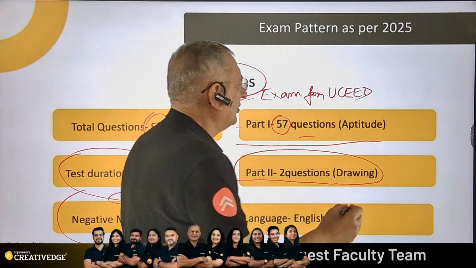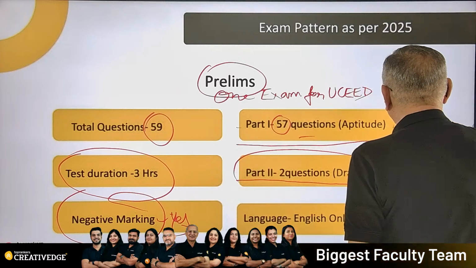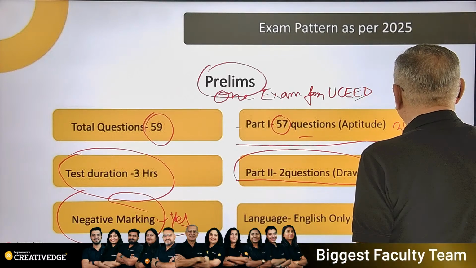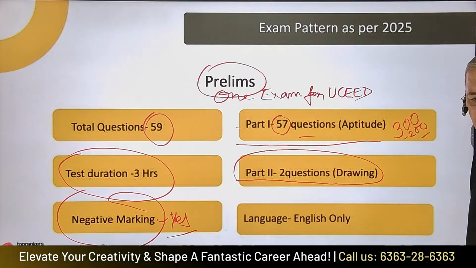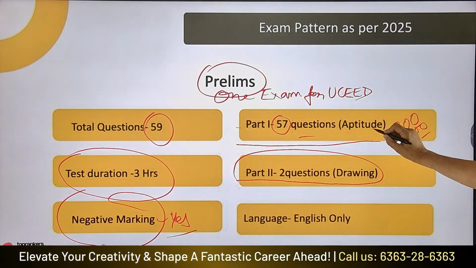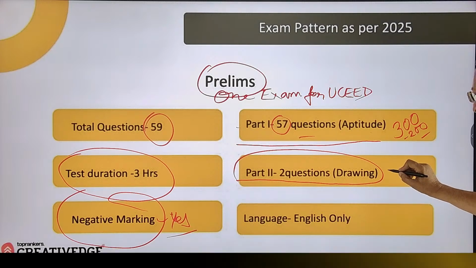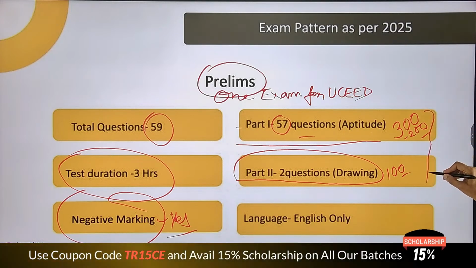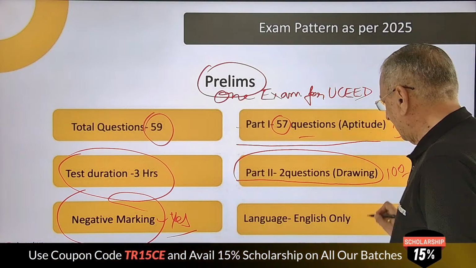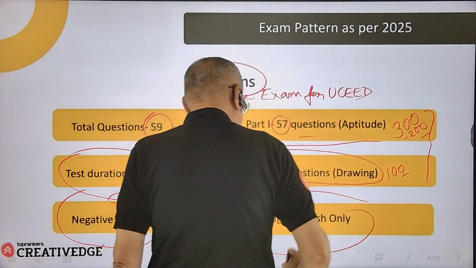Let us also know that the total paper is of 300 marks, out of which 200 marks is the aptitude part and drawing is 100 marks. Language is English only.